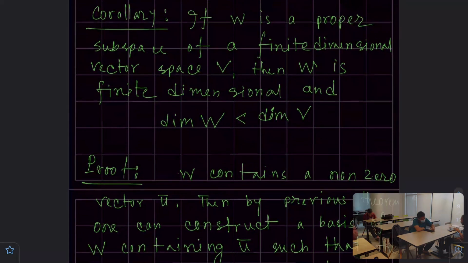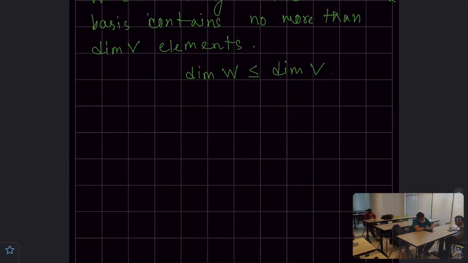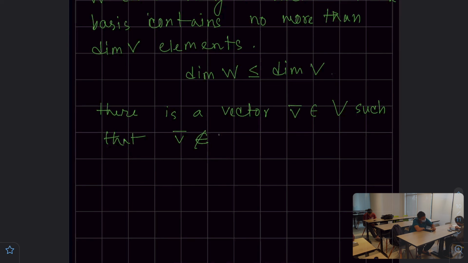Now, in the corollary, we specifically say that W is a proper subspace of the finite dimensional vector space. That means W cannot be equal to the vector space V, right? So there is a vector V belonging to V, sorry, let us consider this vector as v, such that v does not belong to W, right? This is possible.